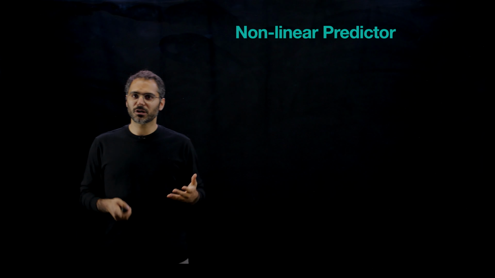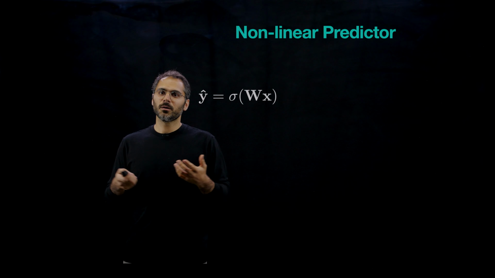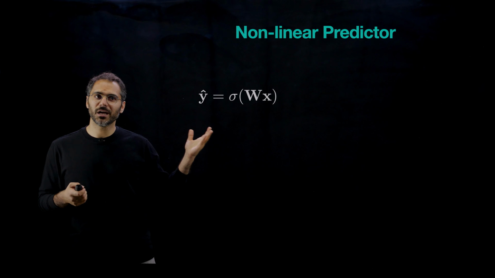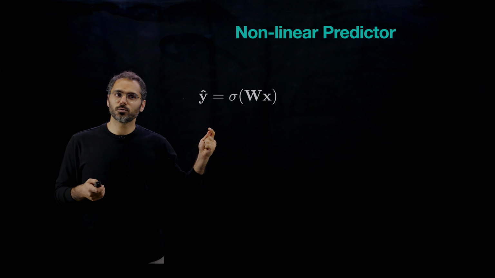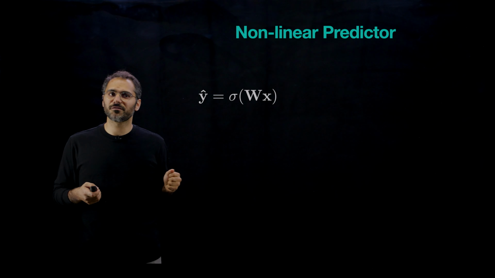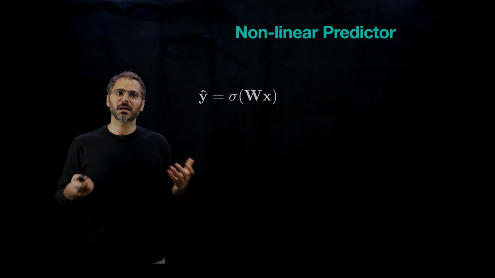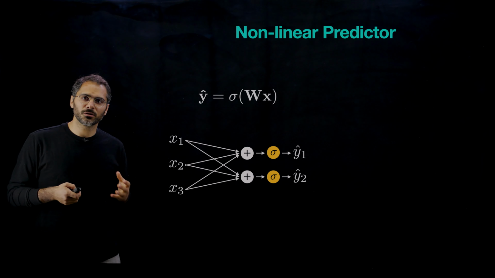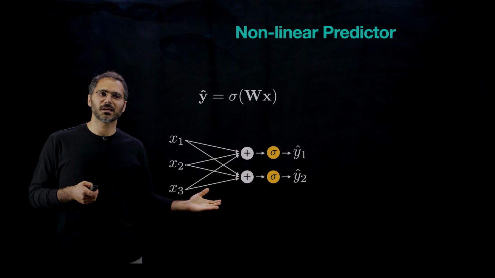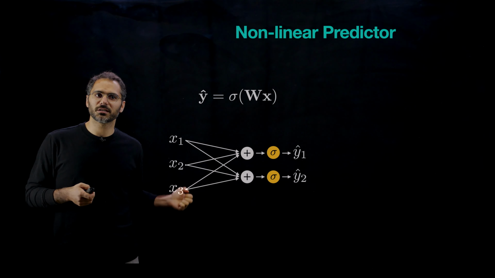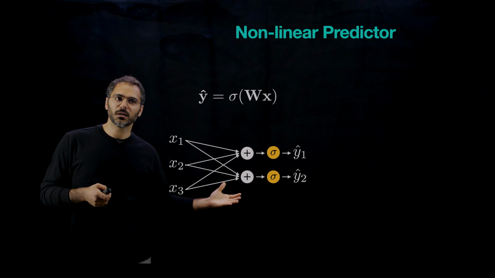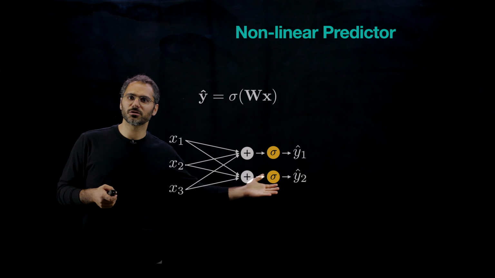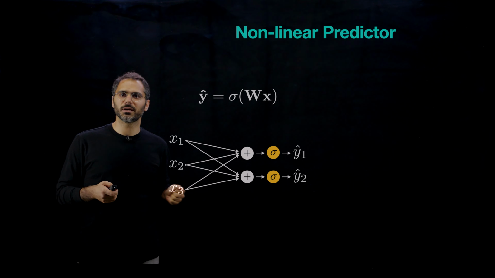Let's move on and talk about nonlinear predictors. One example of a nonlinear predictor is to take this matrix multiplication, Wx, and apply a nonlinear function to it, sigma. Now, sigma can be any nonlinear function. The graphical representation would look something like this, where we take x1, x2, x3 and multiply by W. Then after we do the summation, we apply a nonlinear function sigma, and we get y1 hat and y2 hat.